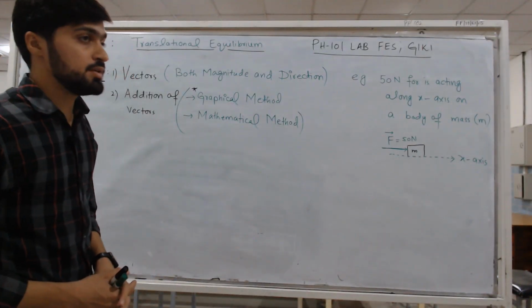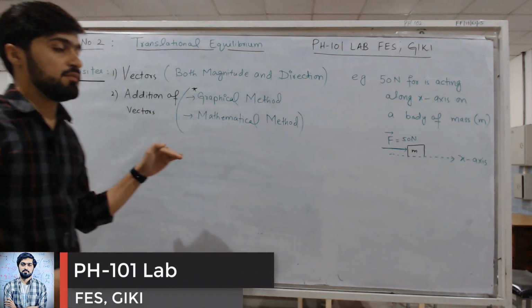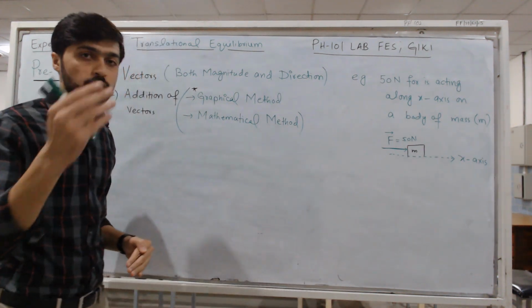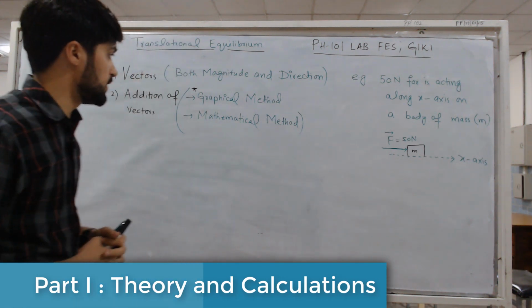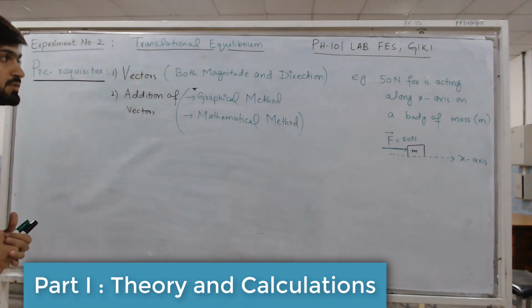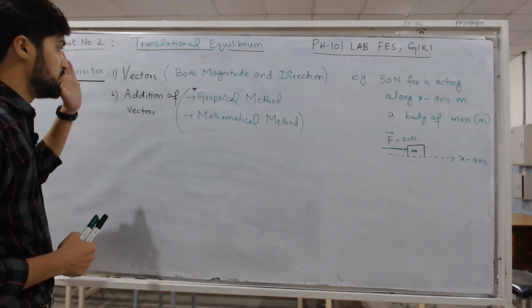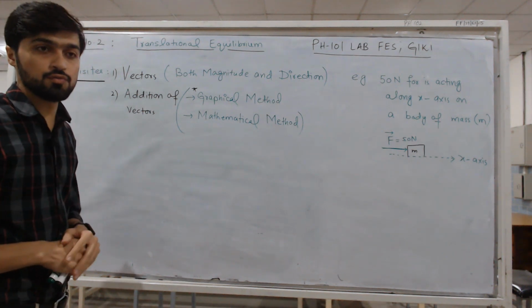So in order to proceed, we must discuss the prerequisites which we will need for this experiment. That is the requirement for this experiment that we will perform shortly. So what are the prerequisites for this experiment? The first one is vectors, and the second one is the addition of vectors. So we must be aware of these two things.